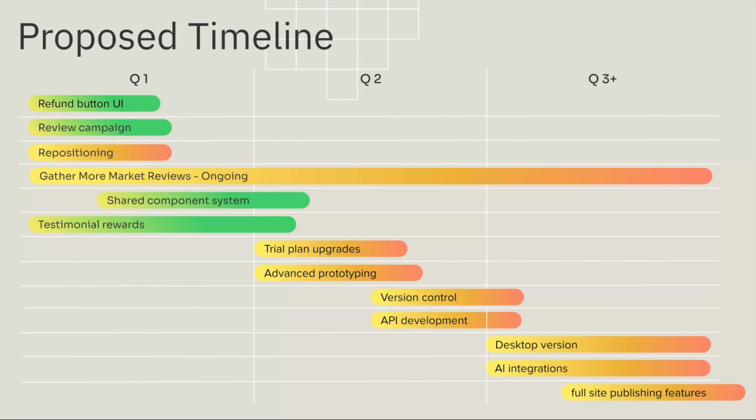In quarter two, we should aim at trial plan upgrades, advanced prototyping features, version control and history features, and API development. API development can help large organizations better. And in quarter three, we can aim at developing the desktop version, starting to provide AI add-on bundles as premium add-ons, and then finally the full site publishing feature.